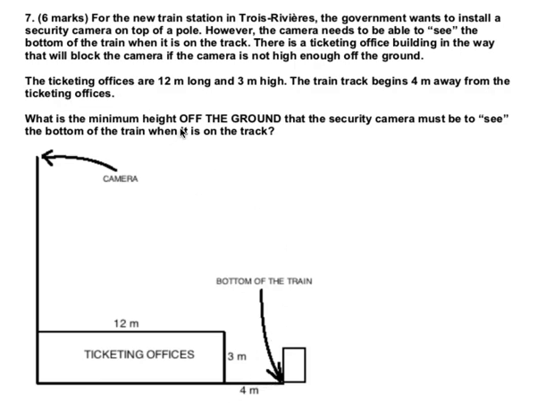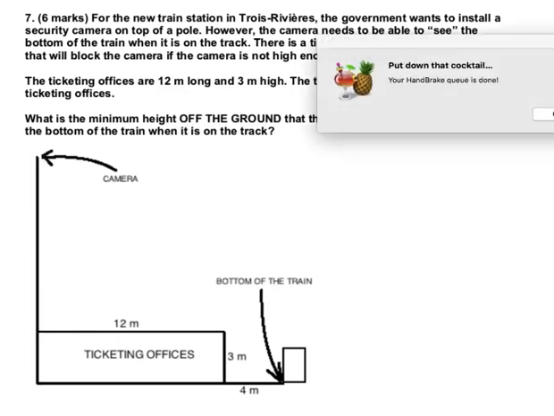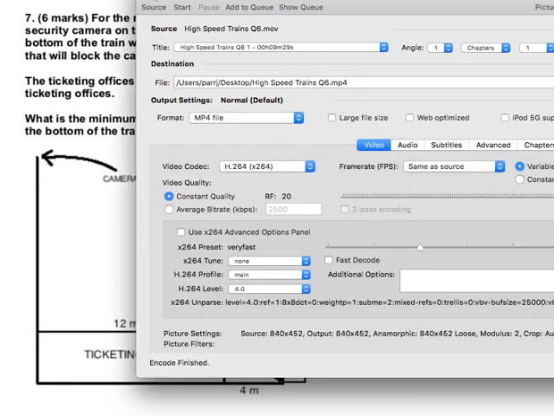What is the minimum height off the ground? Notice that's in all caps. That's kind of a hint, because it's easy to forget. If you found how tall this is from the top of the ticketing offices, that wouldn't answer the question of how far it is off the ground. Very important in a situational problem that you're actually answering the question that's being asked.